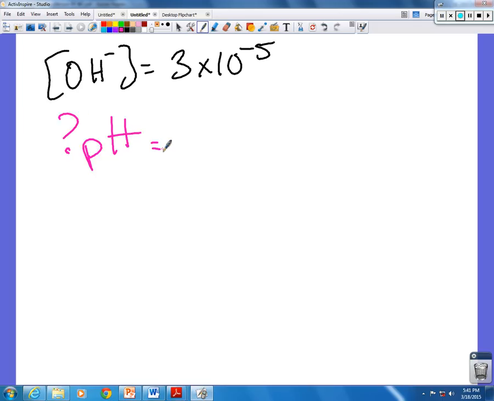We haven't learned anything about that, have we? What does pH stand for? It's the acidity scale, right? It's the acid to base. I'm going to teach you this real fast. We'll learn this after spring break.